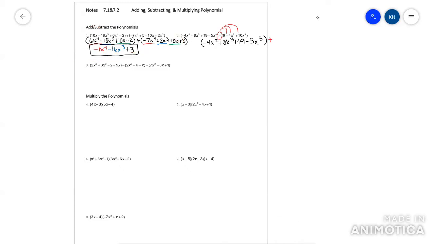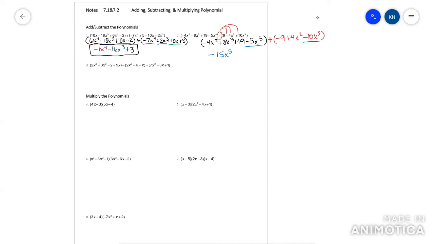Now, if you distribute that minus, it changes the sign of everything in this polynomial. So this positive 9 would become a minus 9. The minus 4x squared becomes plus 4x squared. The plus 10x^5 becomes minus 10x^5, just like that. And now it's just combining like terms again. So start with your highest exponent. I've got a minus 5x^5 plus minus 10x^5. That makes minus 15x^5.